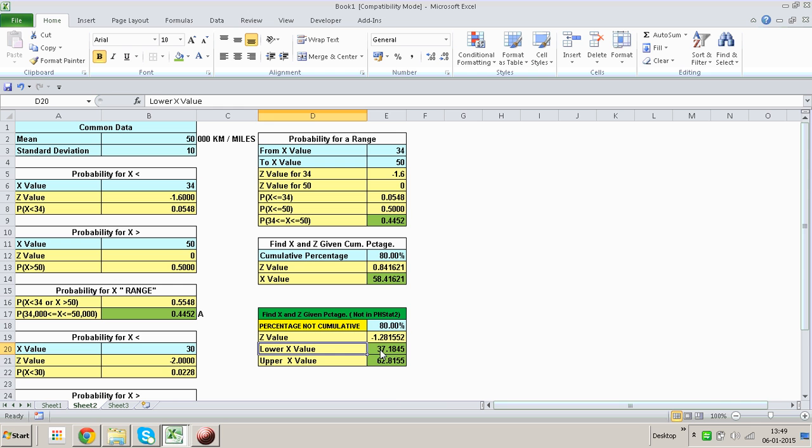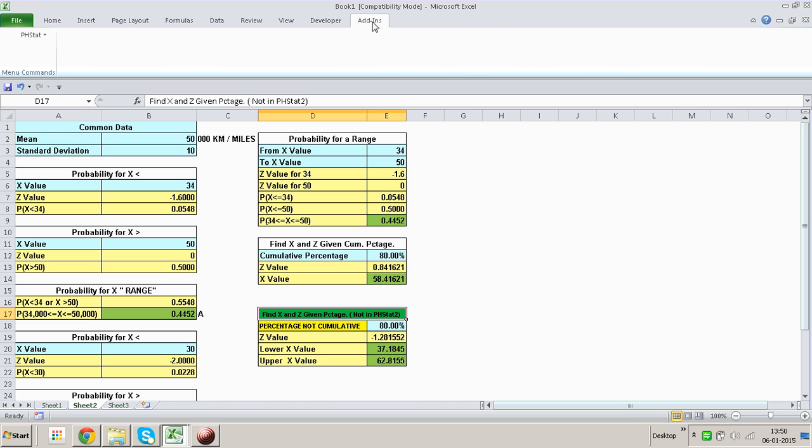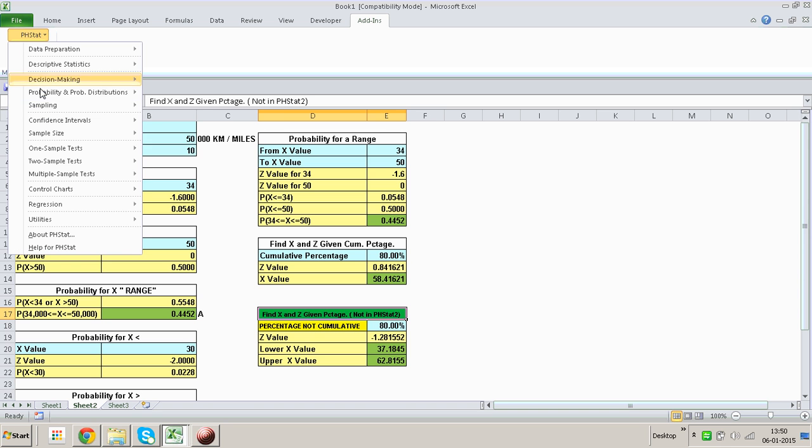So the least that they can travel, or the least travelers amongst these vehicles would end up covering 37,000.18 kilometers or miles, and the most traveled amongst these vehicles would end up covering 62.81 kilometers or miles. So that, and the reason I've gone ahead and shaded this a little different, this does not necessarily come up in the PHstat that I'm using, and I'm using PHstat 2, which came along with a book that I referred.